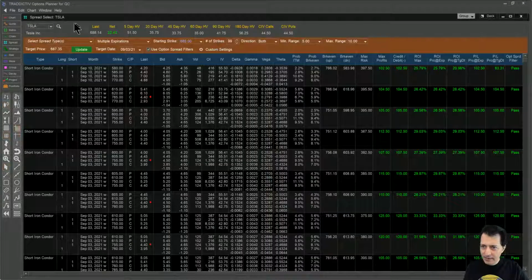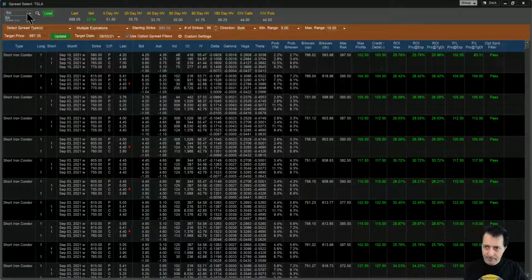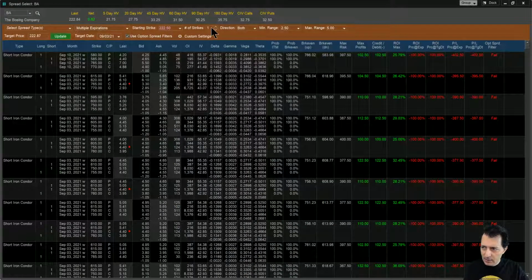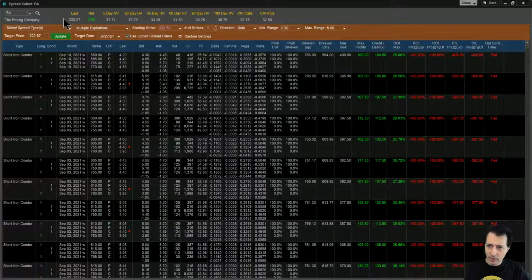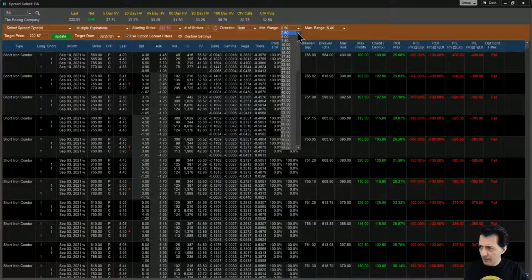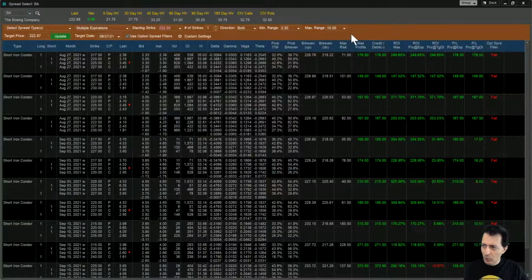And in order to get this trade working with Boeing, so BA, we are going to be looking at expirations of September 10, September 3, and August 27. It's exactly the same thing we started with when we did the trade before, okay? So now, minimum range, 2.5, great. Maximum range, Boeing is trading at 222. You know what, I'll go all the way to 10, and see what happens.